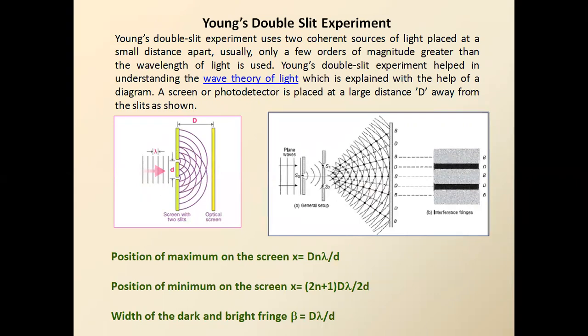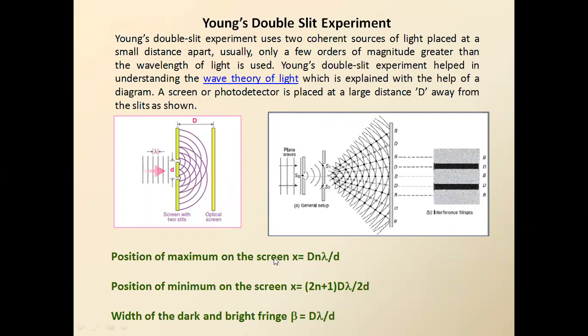So there is a screen, and the screen to slit distance is capital D. In this experiment, we get the same width of brighter and darker bands. Here we see a picture of the darker and brighter bands of the same width.